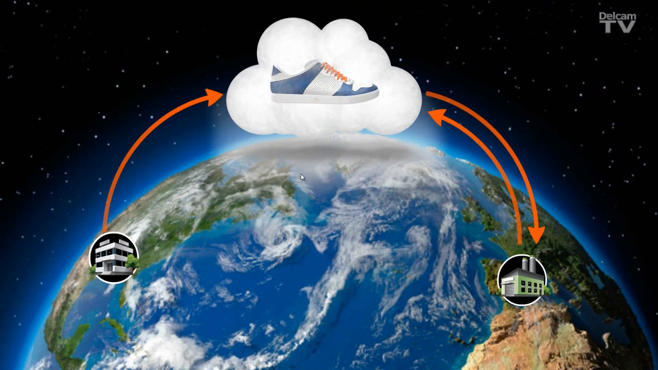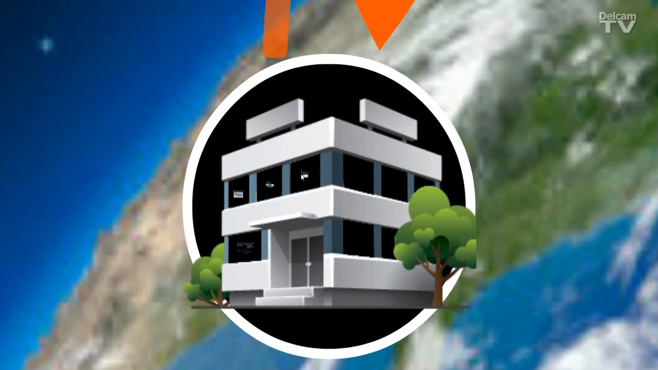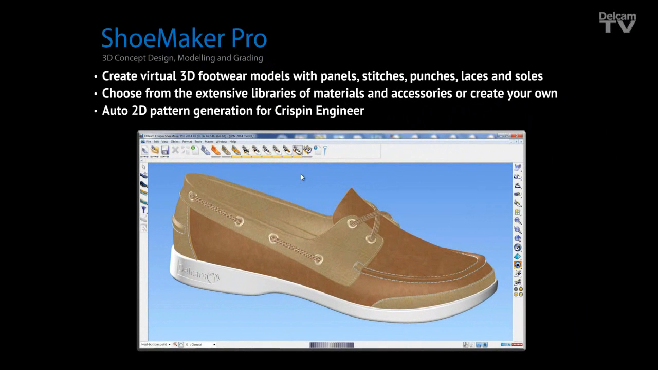Okay, so once I have added my document to the ShoeCloud, it can then be opened up by the designers on the other side of the world in the headquarters. So the designers are now able to use that last alongside Shoemaker Pro to design some virtual 3D footwear. So this will include creating panels, adding stitches, punches, laces, as well as sole units. There's also an extensive library of materials and accessories. You can also add your own materials and create your own accessories.